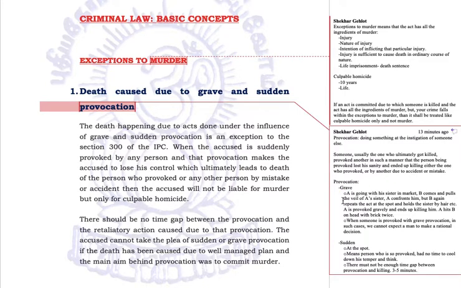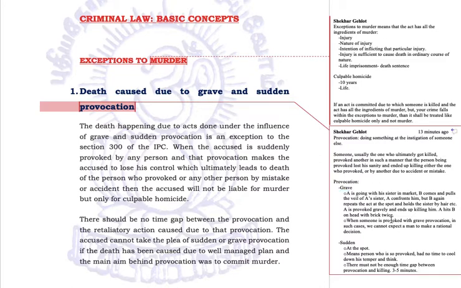Okay, same thing has happened. Now what A does, A takes his sister, he goes back, drops his sister to the market, to his house, and then returns and then hits B with the brick and B dies. Now this case will not be a case of grave and sudden provocation.